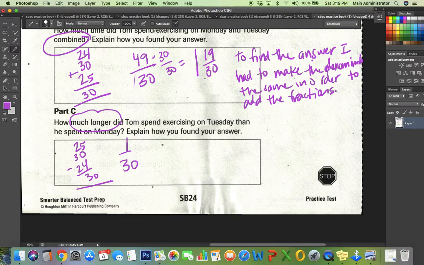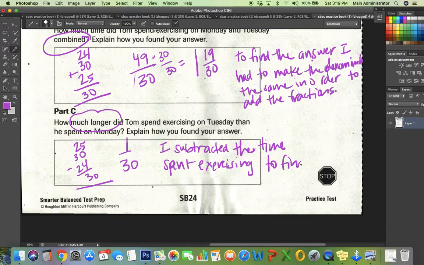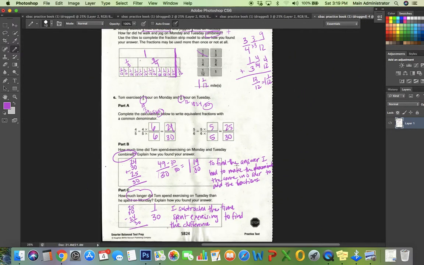And explain how I found my answer. I subtracted the time spent exercising to find the difference. Okay, and that is SB24. All right.